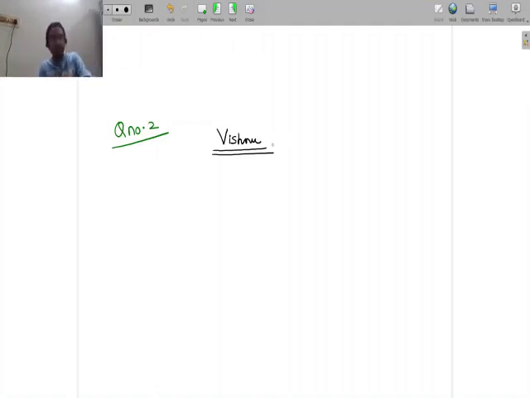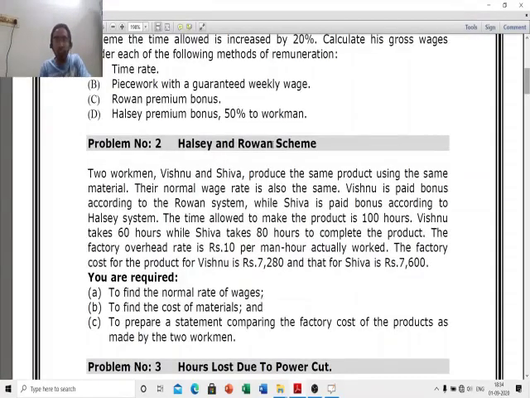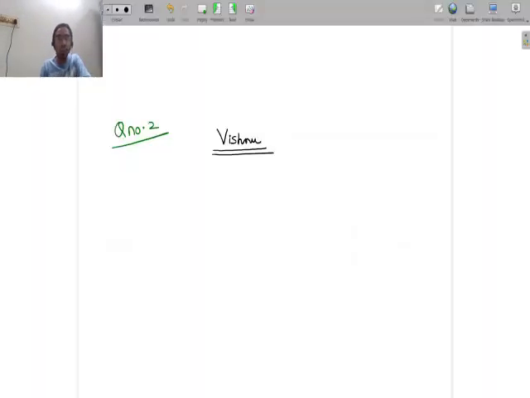It's pretty simple here. We are now looking at question number 2. The first thing we will do is, from every person's perspective, write down whatever is given to us. Let's look at Vishnu first. We know that Vishnu is paid bonus according to the Rowan system. So it's important to understand; let's put that clearly here so that we know how to calculate his total wages, Rowan's plan.